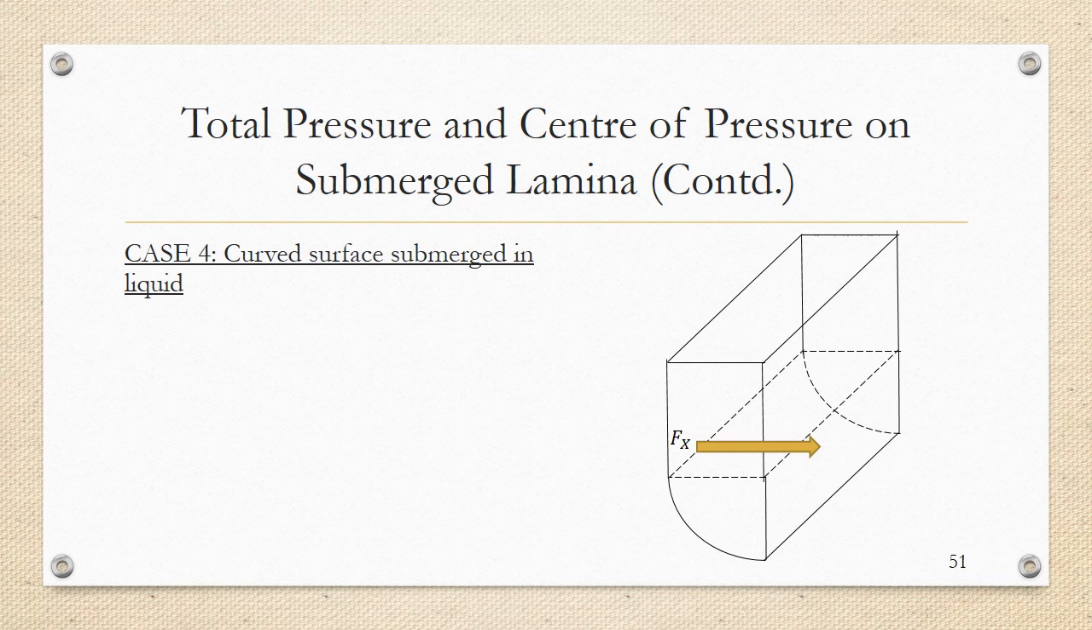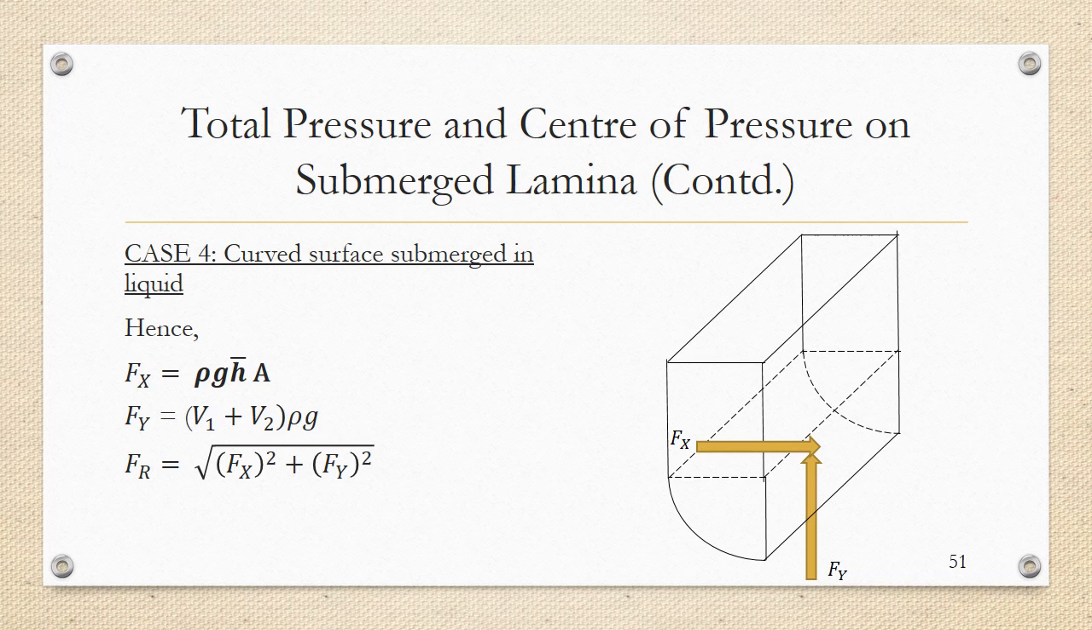So here Fx would be towards the right and Fy will be towards the top. Fx would be determined the same way, which is rho g h bar into A. Fy would be found out in the same way as V rho g, which is the total weight of water contained inside the curved surface. Fr is square root of Fx squared plus Fy squared, and phi is tan inverse of Fy by Fx.